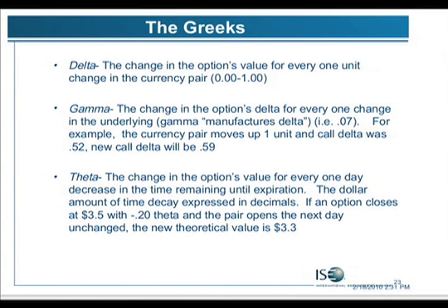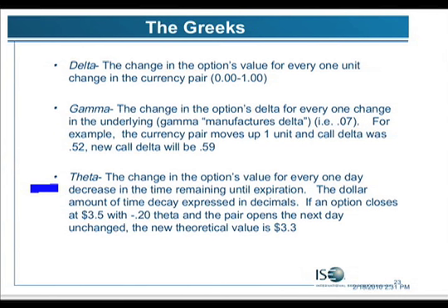Long options, you get long gamma. Short options, you have short gamma. The benefit of being short an option, though, is that you have time decay, or what's called theta, working for you. So the change in the option value for every 1 day decrease in time remaining until expiration. So if I had an option that's trading 350 and it had negative 20 cent theta, that means that if someone was long that option and nothing happened that day, the next day, theoretically, that option should open at 330.